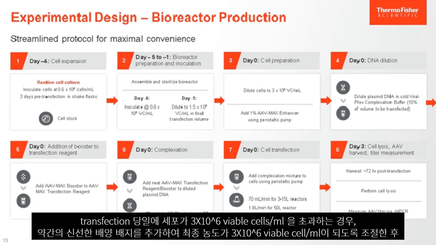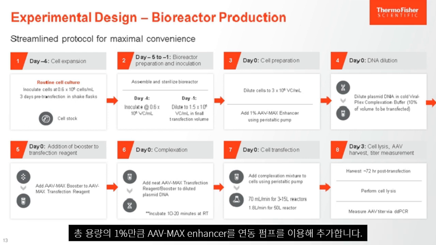On day 0, if the cells had overshot 3 million cells per mil, we would add a little bit of fresh media to get them back to 3 million cells per mil. And then we would add 1% of the AAV-MAX enhancer using a peristaltic pump.